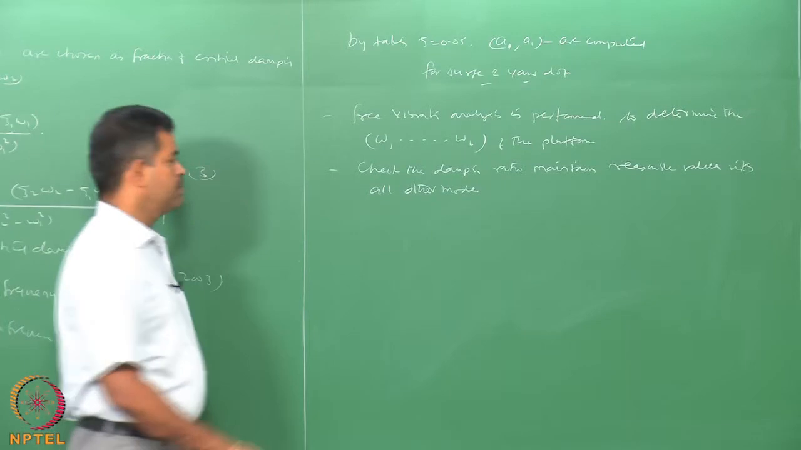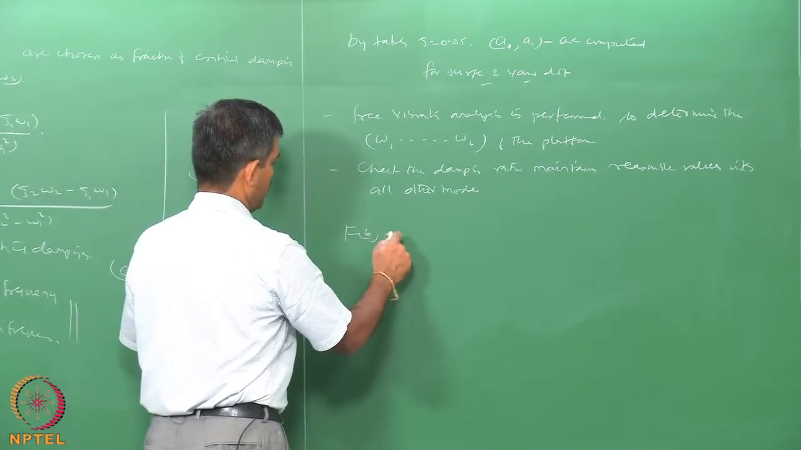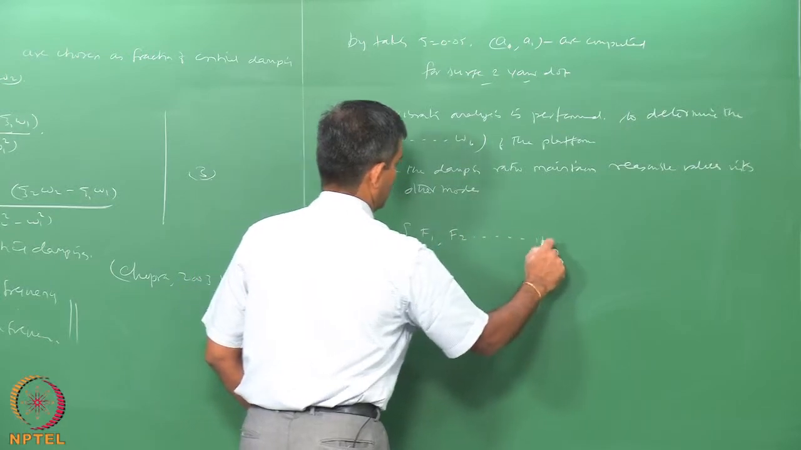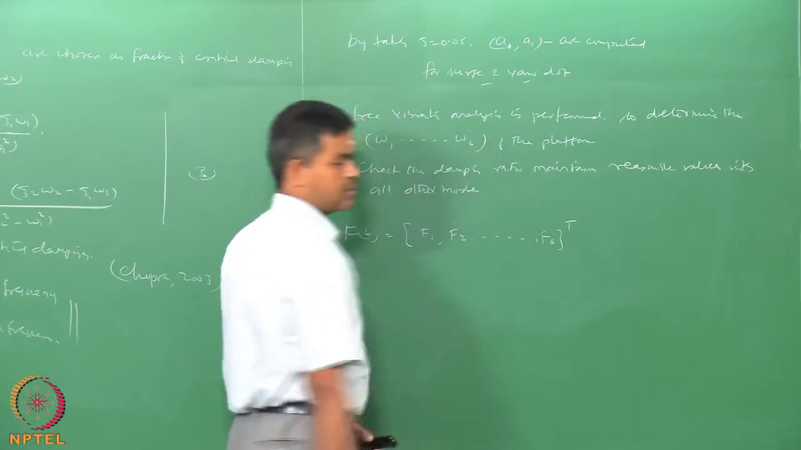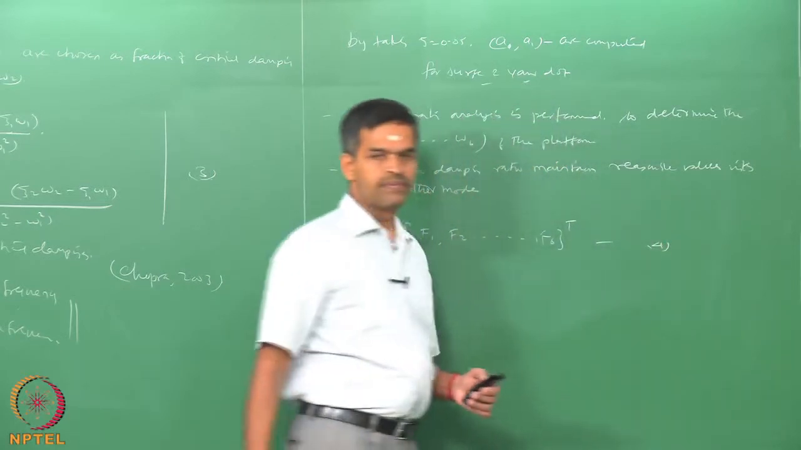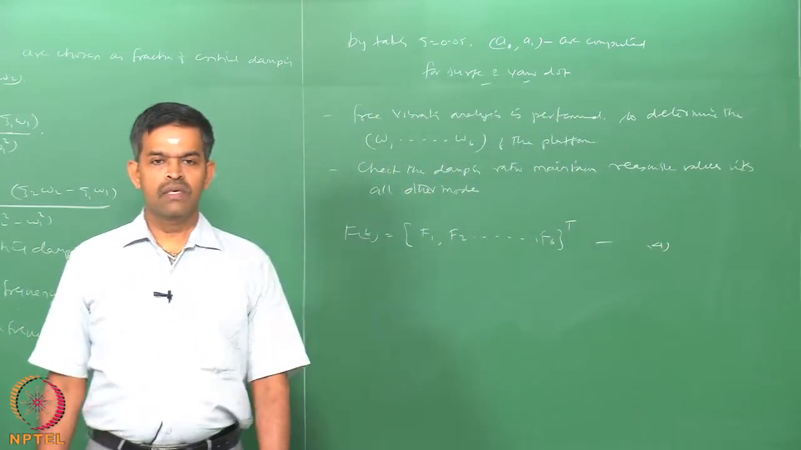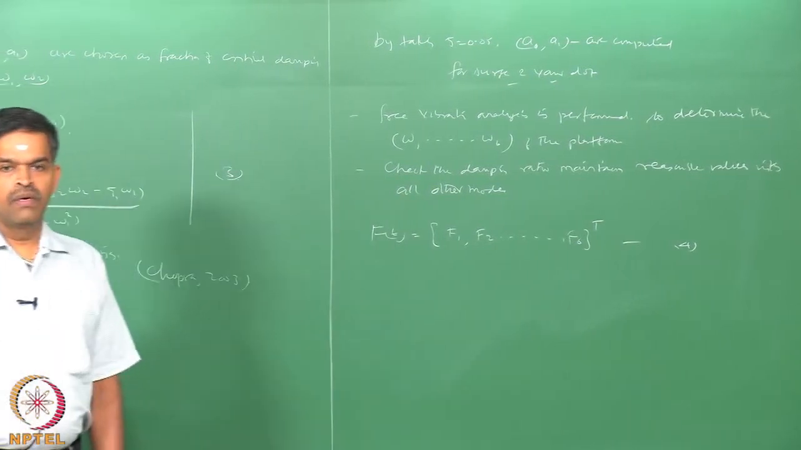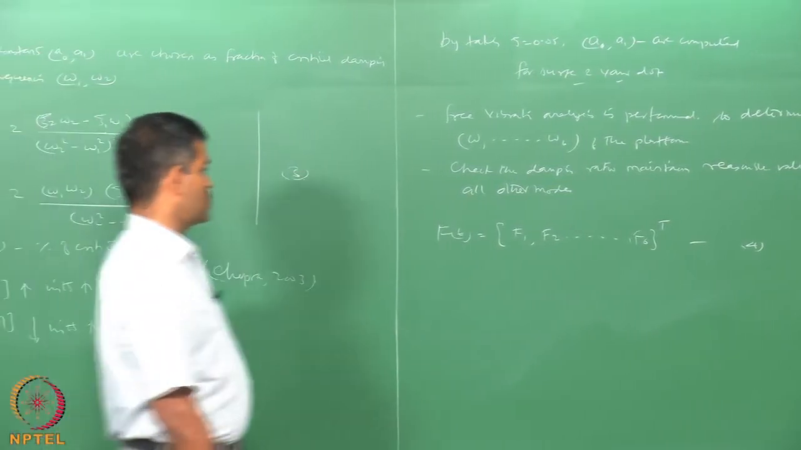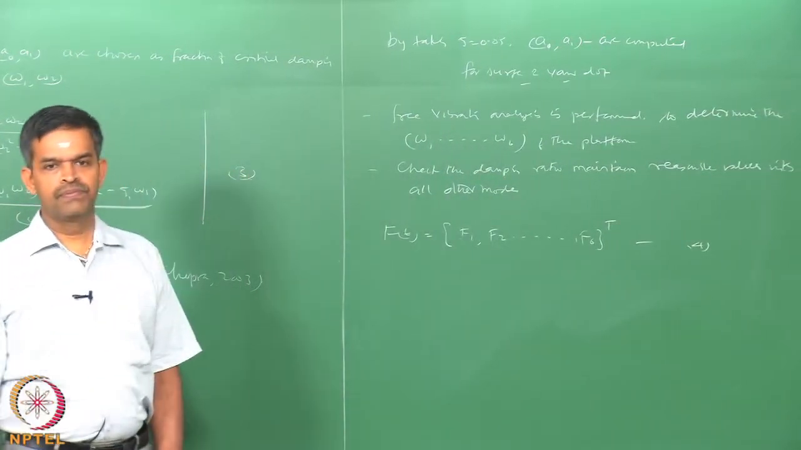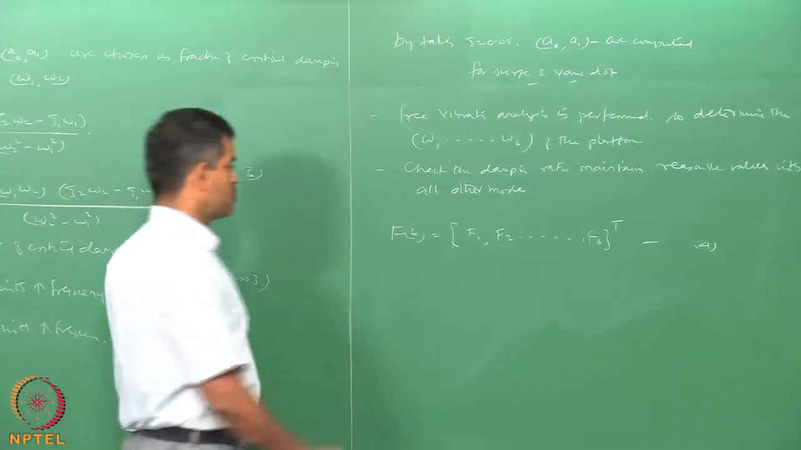The force vector f of t is given as f1 to f6 transpose, equation number 4, where f will be the force in any respective degree of freedom. The first degree of freedom is of course surge and the 6th degree of freedom is of course the yaw motion. Okay.